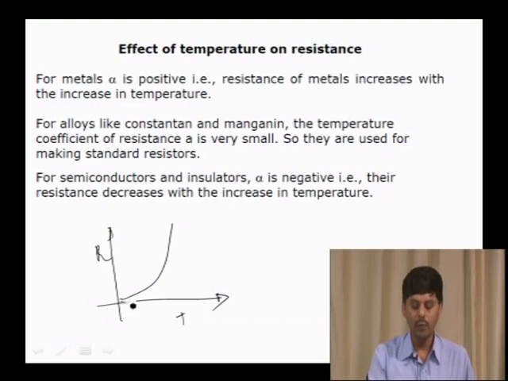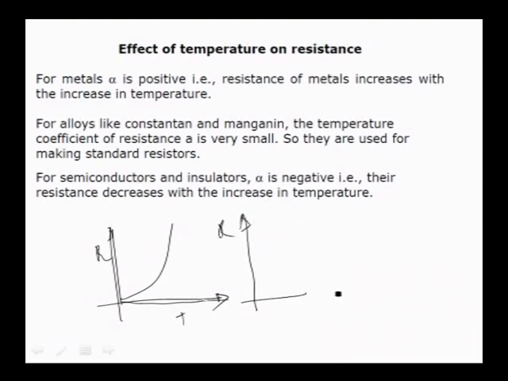It means that if you vary the temperature, resistance also increases. Similarly, in case of alloys also we have the same parameter, that is temperature T, and we get a curve like this. Here also, as temperature increases, resistance also increases, but the variation of resistance is very small.